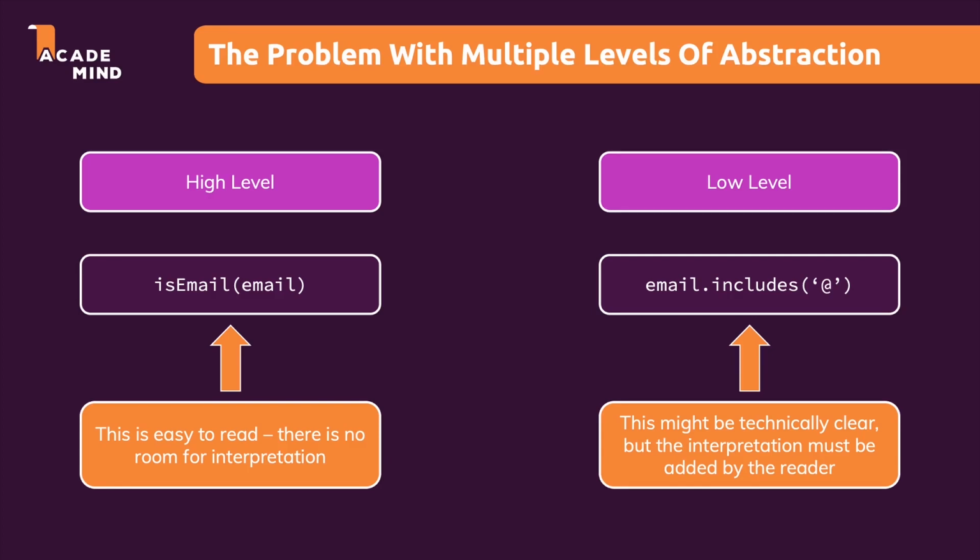Now the message here is not that you should write high-level code only. Low-level code can also be quite understandable if you write it in the right place. And that's what we're going to dive in next. Why exactly do these levels of abstraction matter, and when should you write which code?